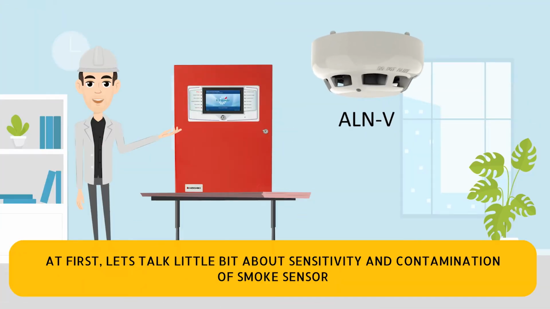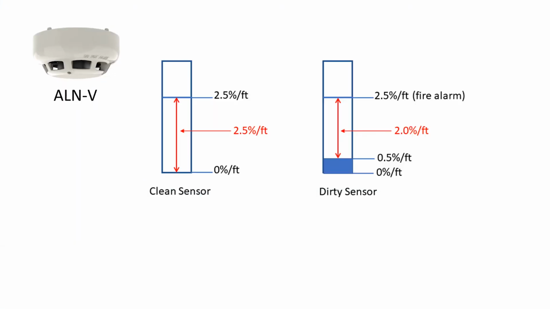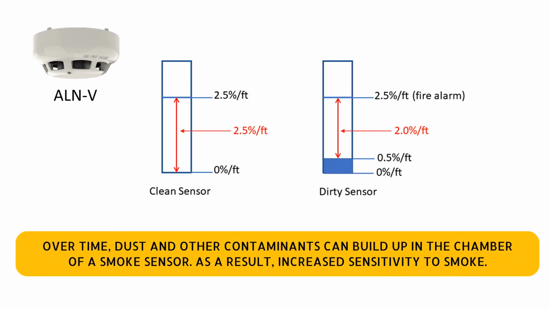At first, let's talk a little bit about sensitivity and contamination of smoke sensor. Over time, dust and other contaminants can build up in the chamber of a smoke sensor. As a result, increased sensitivity to smoke.